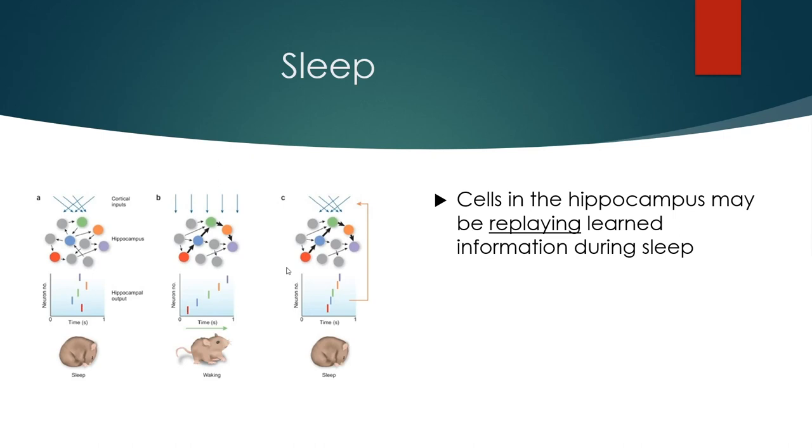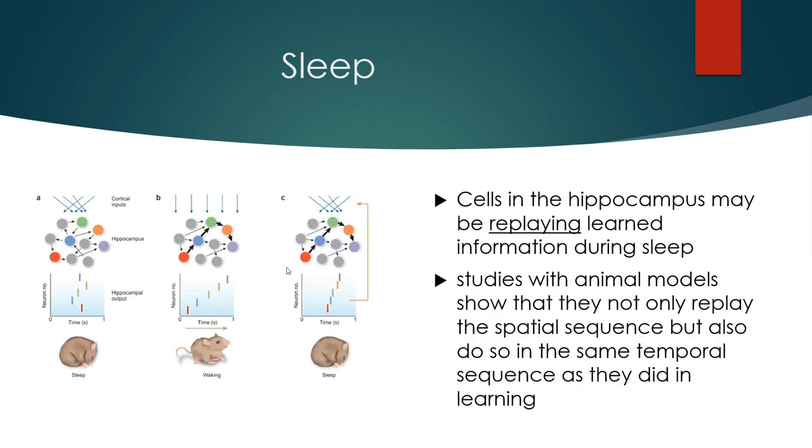So the electrode was left in the rat's head, the rat went to sleep, and those exact same place cells started to play. And it showed that it wasn't just that the place cells were playing in the same spatial sequence, but they were playing in the same temporal sequence. So the exact same sequence of cells that had lit up while that rat walked around his environment lit up again and replayed in the exact same sequence. Really, really cool finding, really cool idea.